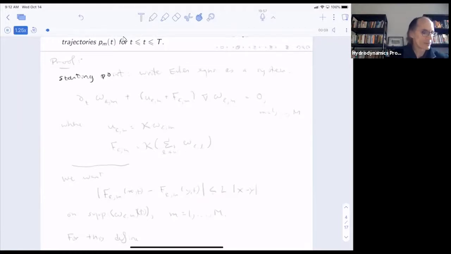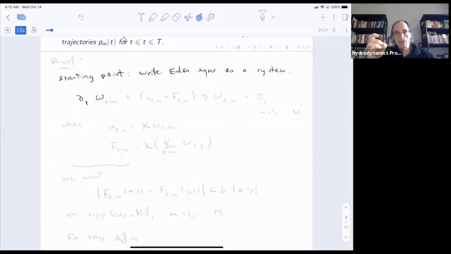Right, and so the starting point is, as we remember, we write the Euler equations as a system. My initial vorticity is concentrated in these M blobs, and I look at the evolution of each of those blobs separately. I call each blob omega sub epsilon and little m, and there'll be a capital M of those. Little m ranges from 1 up to capital M.